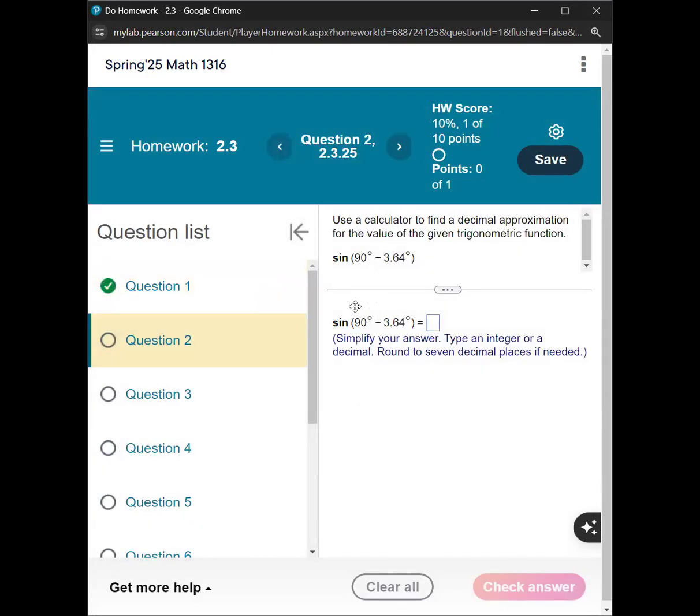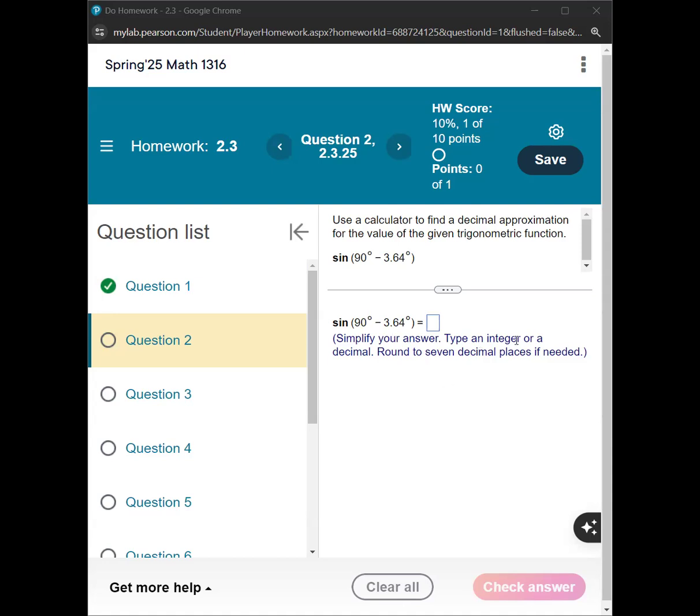Next question is another calculator application. As long as you type the question as it is, don't make a parentheses mistake, don't make a sign mistake, then you will get the answer. First of all, the function in number 2 is not cosine, so I need to type sine, parentheses. The first thing I see is 90 degrees minus 3.64. I don't even have to hit the equal sign. Desmos is giving me the answer.